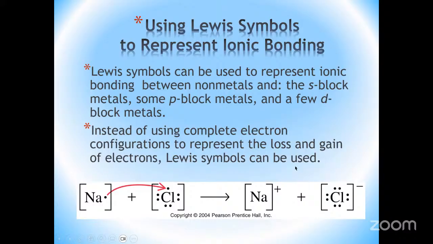So we can apply this concept to the formation of pretty much any ionic compound that is formed from a metal and a non-metal. So you could do the same thing for magnesium reacting with oxygen to form magnesium oxide, or calcium reacting with chlorine to form calcium chloride, and so on and so forth.